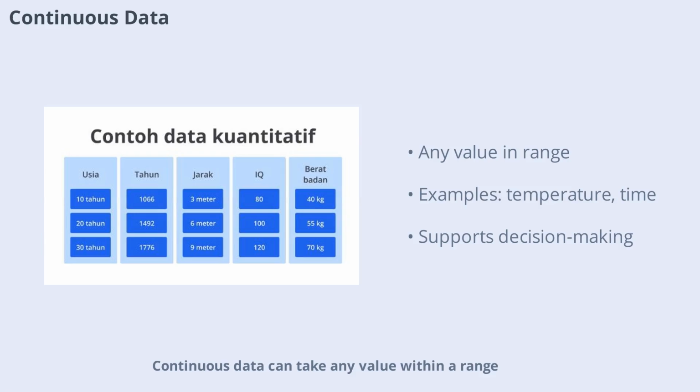Continuous data can take any value within a range, such as decimals or whole numbers. Think of measurements like temperature, time, or weight. For instance, if you own a store, you might track the temperature throughout the day to decide when to turn on the air conditioning. This helps create a comfortable environment for customers, showing how continuous data supports practical decisions.